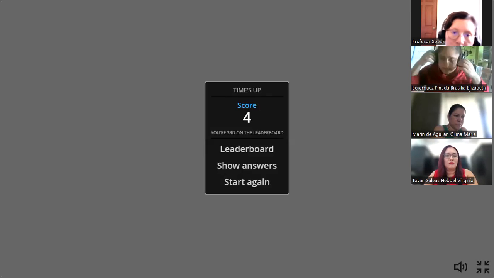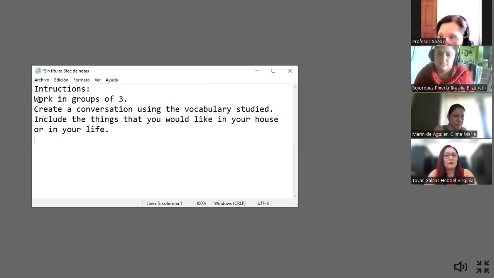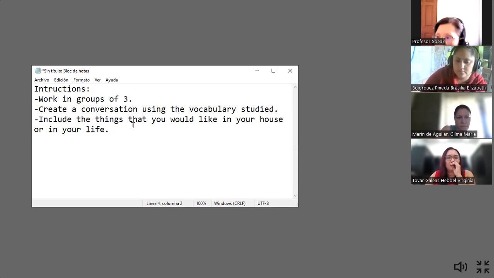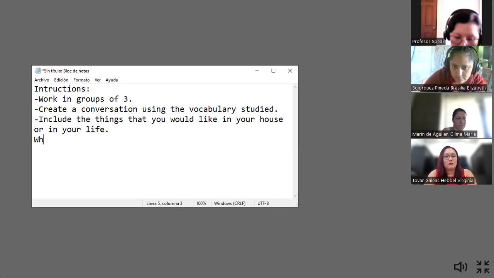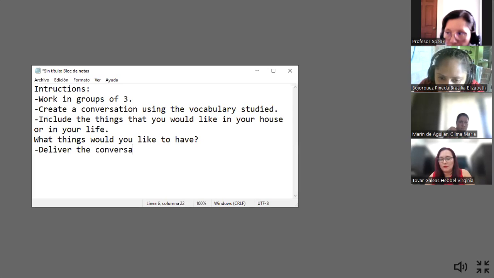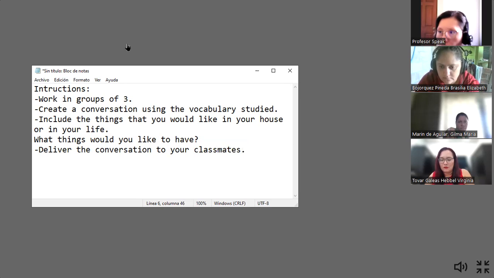Instructions: working in groups of three. That's the first thing. Second, you're going to create a conversation using the vocabulary studied. Todo lo que vimos ahorita pueden usarlo. And you're going to include the things that you would like in your house or in your life. What things would you like to have? What are the things you would like to have? And then from there, you're going to create a conversation. Finally, you're going to deliver the conversation to your classmates. Van a presentarla, ¿verdad? Very good. So these are the instructions.